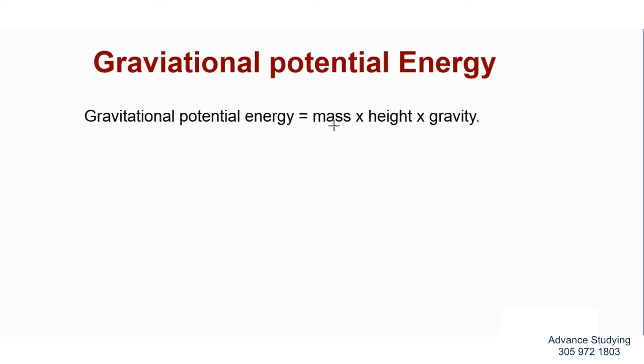Okay, so mass has a specific variable. Height also has a specific variable, and gravity, of course, we'll do that right now. Let's begin with mass. The mass should be in kilograms. Okay. The height is in meters, and gravity itself is in meters per second squared. So we have the three components.